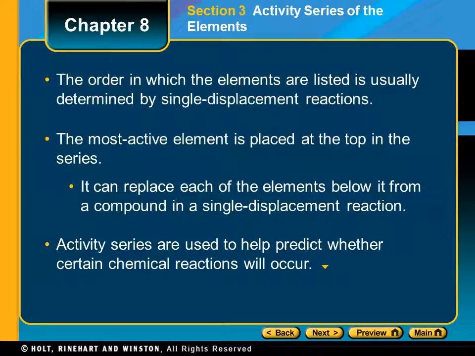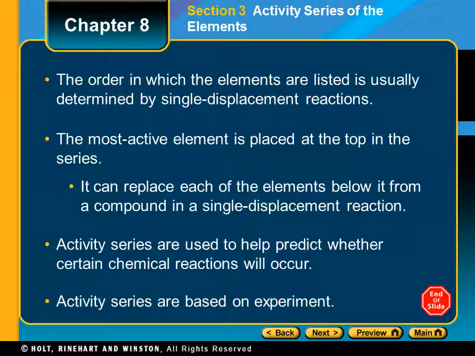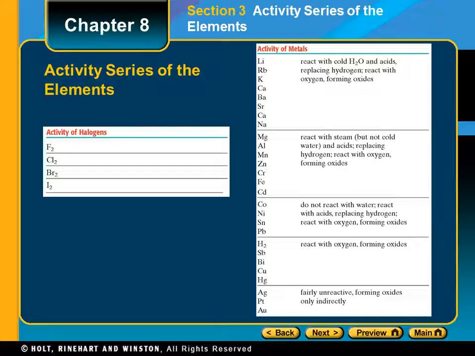Activity series are used to help predict whether certain chemical reactions will occur. So if you're given an activity series, you know the element at the top is the most active. It can replace whatever's below it. Next one down can replace whatever's below it. Next one down can replace whatever's below it. But one can never replace what is above it. And they're all based on experiments. So these are experimental data that we determine. So here's the activity of halogens, the activity of metals. Charts can be helpful, but also know the general rule.